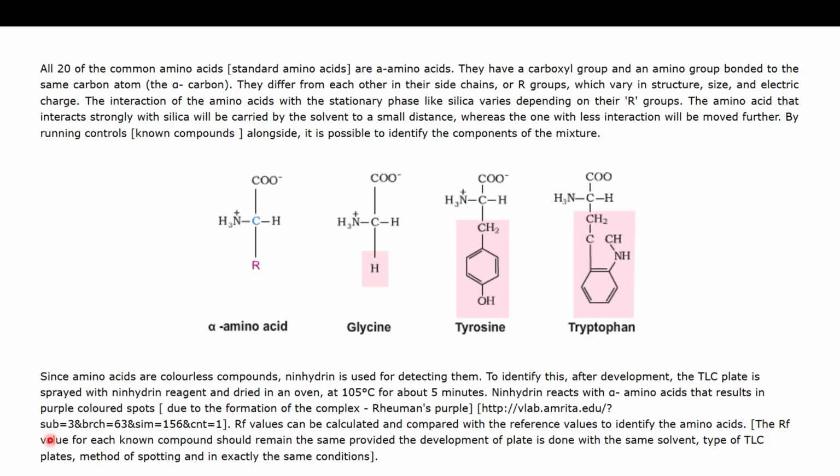Okay. Now, since amino acids are colorless compounds, ninhydrin solution is used to detect their presence. So the TLC plate is sprayed with ninhydrin reagent and dried at a higher temperature for some time. What this does is this reagent reacts with alpha amino acids, which results in purple colored spots. Okay.